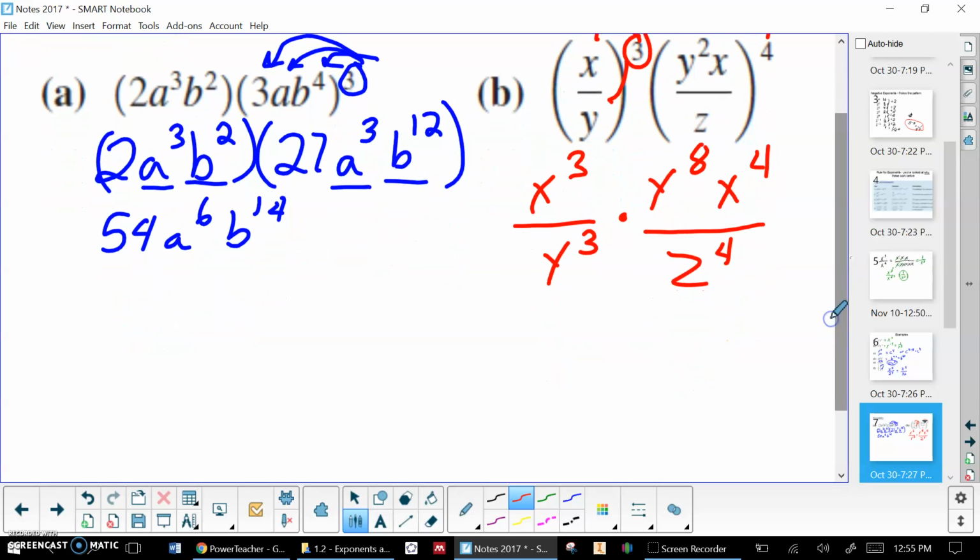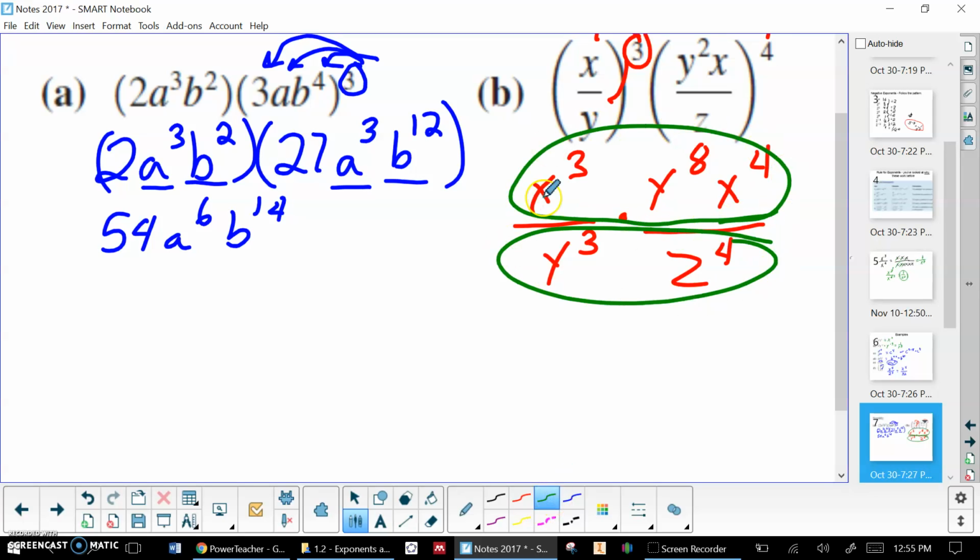Now, we can take as many steps as we want here, and it's probably not a bad idea to just slow down and let's combine everything across first, deal with the top of our fraction first, then we'll deal with the bottom of our fraction. So on the top, I've got x to the third times x to the 4th. Well, that's going to make x to the 7th, and I've got a y to the 8th. On the bottom, I've just got y to the 3rd, z to the 4th.